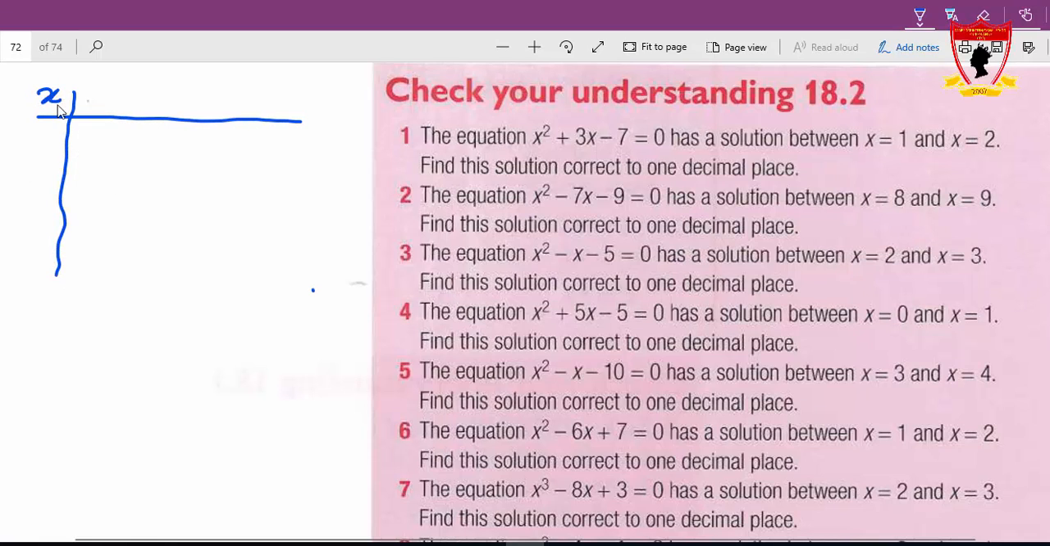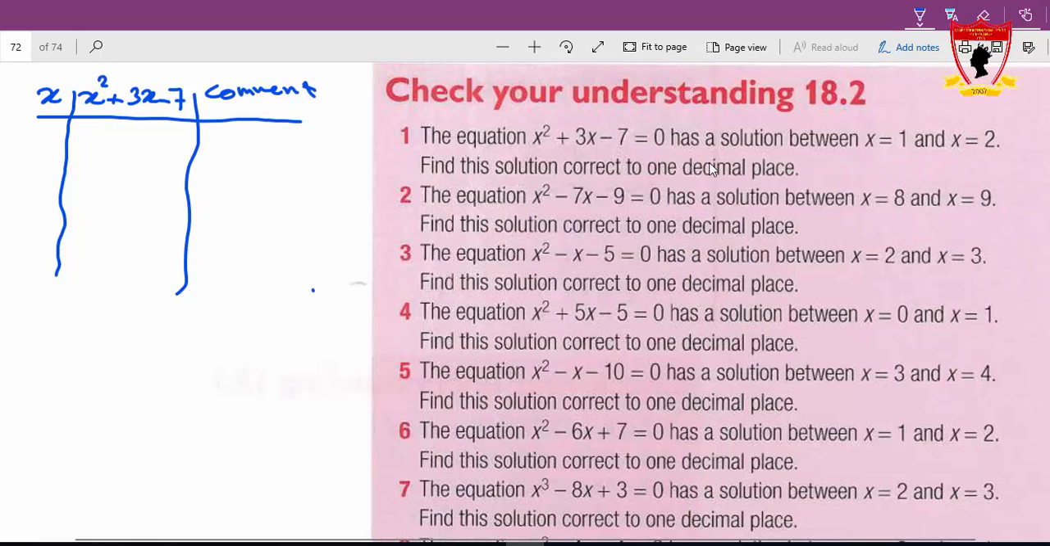The first column in the table is the value of x. The second column is the equation x squared plus 3x minus 7. We don't have to write equal to 0. And here is your comment or rating of the answer that you get.